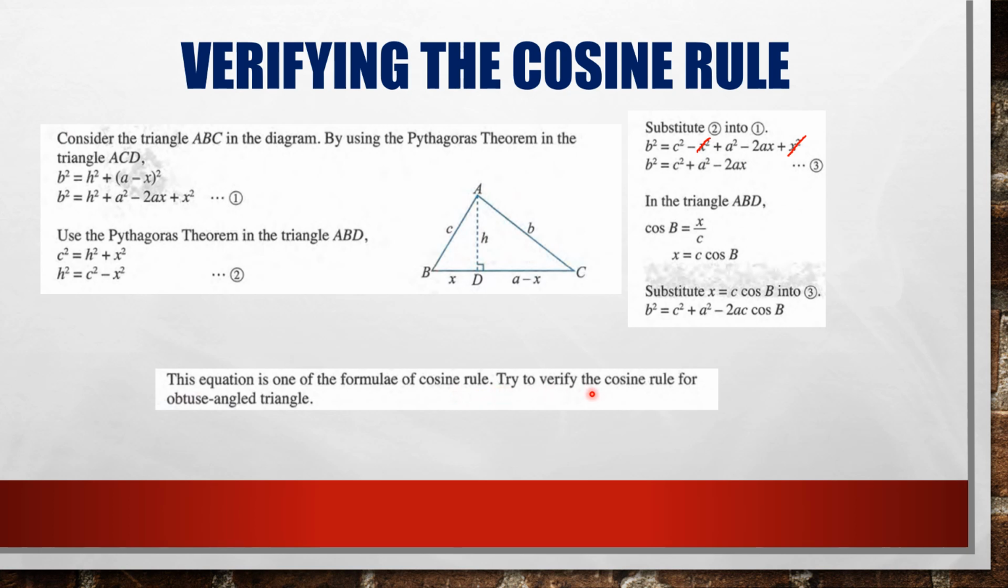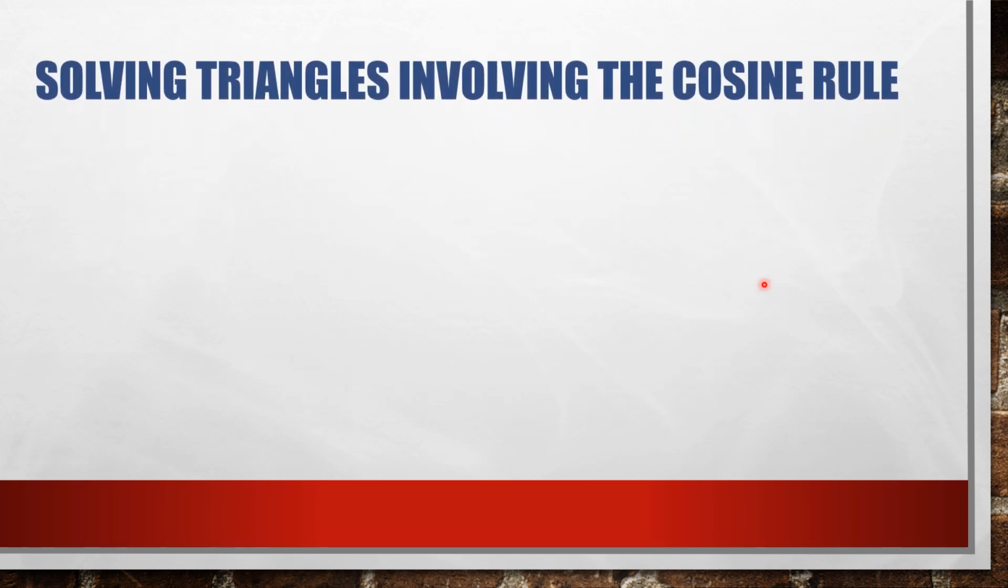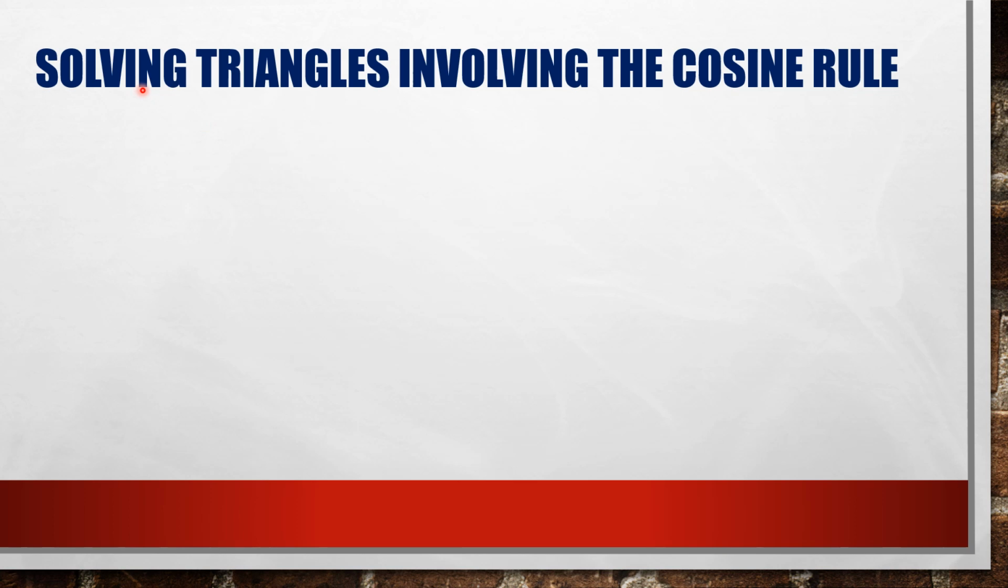Try to verify the cosine rule for an obtuse angle triangle. You can try it later on. Next, we go to the next part, solving triangles involving the cosine rule.